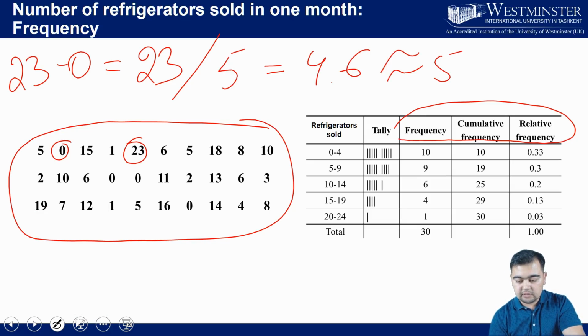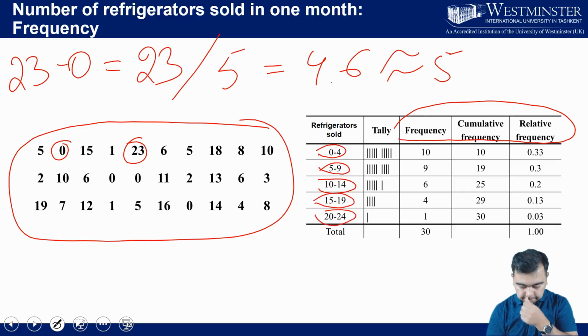Since I've got 5 here, I'm going to divide the data set into groups with a range of 5. So we've got the numbers from 0 to 4, then from 5 to 9, then from 10 to 14, 15 to 19, and from 20 to 24. Once I have those groups, I'm going to start counting how many observations I have. For example, from 0 to 4, I have 10 observations, from 5 to 9, I have 9, then 6, 4, and 1 observation only.